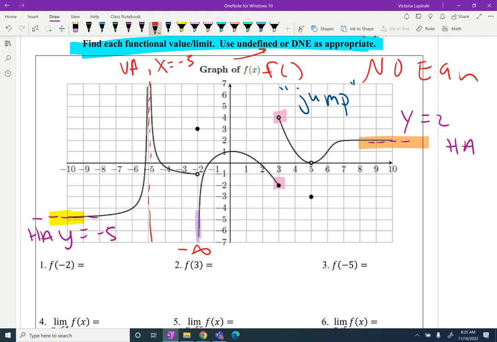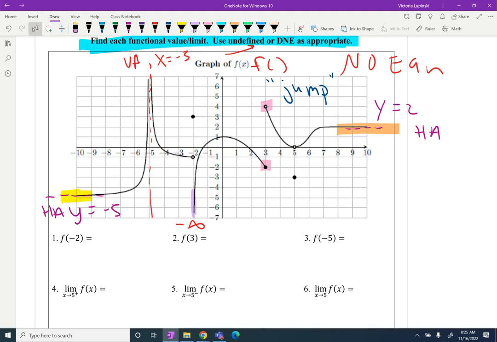So to finish us off here with these last couple questions, f of -2. To find f of -2, that means look at the graph. When x equals -2, is there any closed circle or any defined y value? If so, what is it? 3. It's the closed circle here.